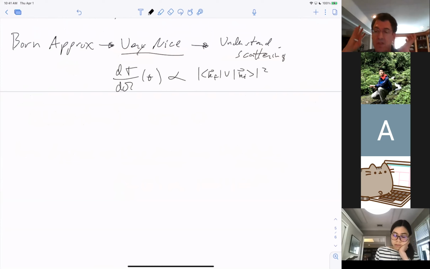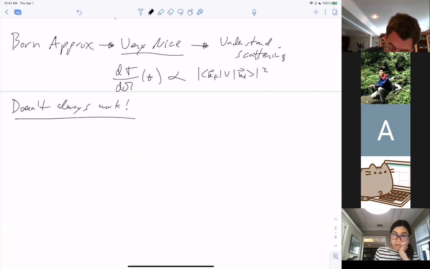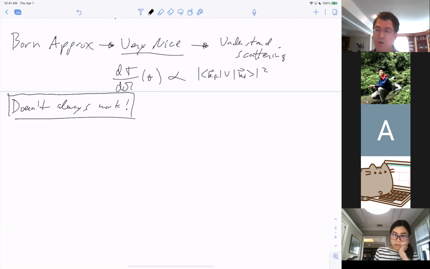But now let's realize that it doesn't always work. And so now we have to go beyond the Born approximation. But first, before going beyond it, which is a lot of math and requires Green's functions and all this stuff, let's understand why we have to go beyond the Born approximation. So let's consider a simple problem. Let's consider hardball scattering.